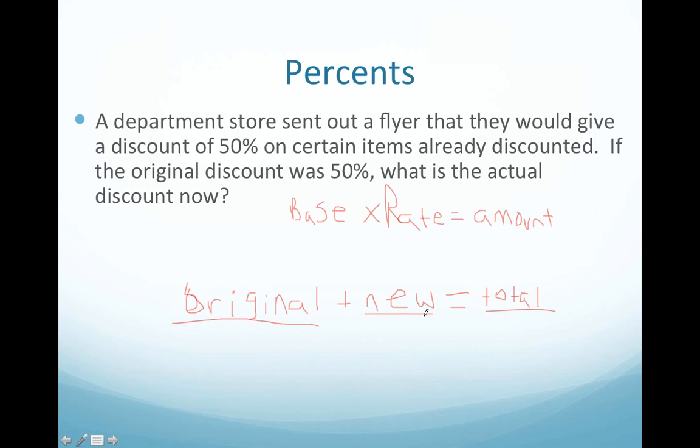The original amount was 50%. That's the original discount. So I know that when I'm finished, the discount I'm going to get will be more than 50%, because I get the original discount of 50% plus the new discount. The new discount is the base times the rate. The base in this case is 50%, and the rate is the discount rate of 50%. So I've got 50% of 50%.